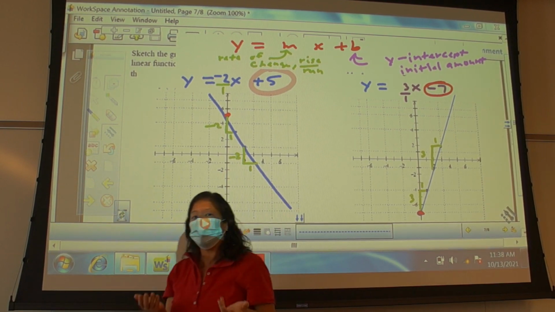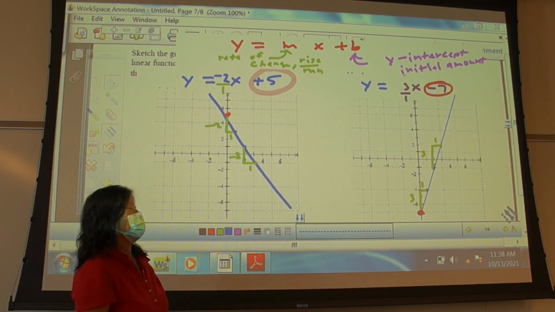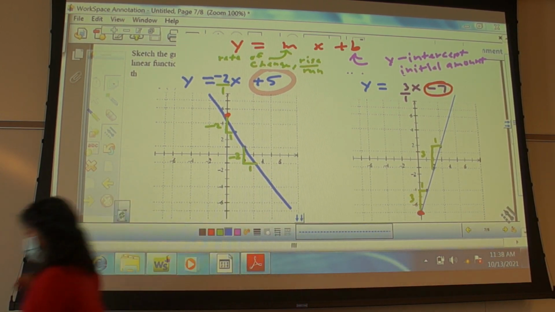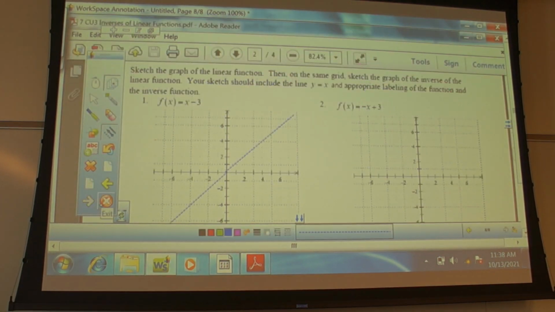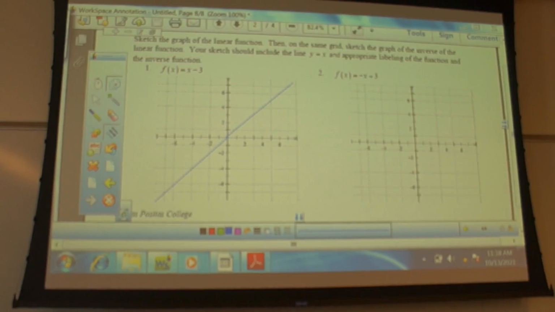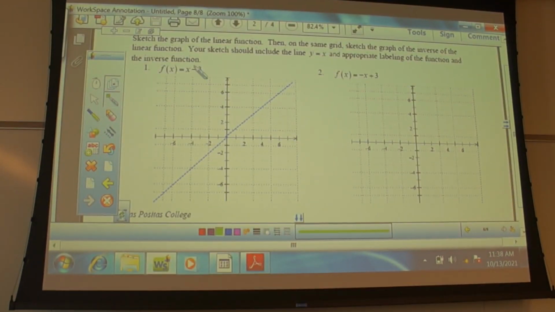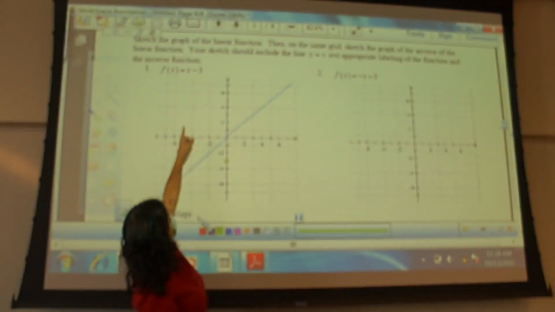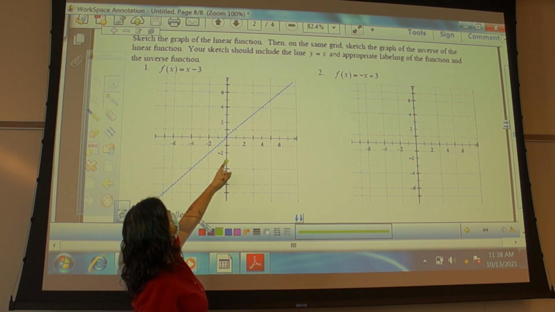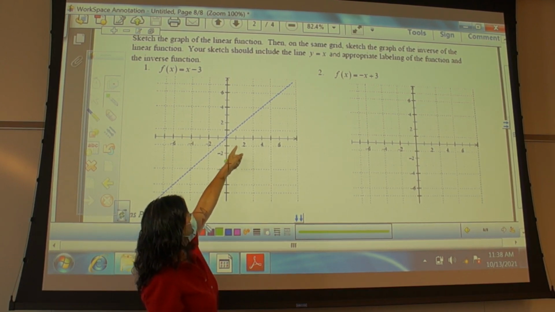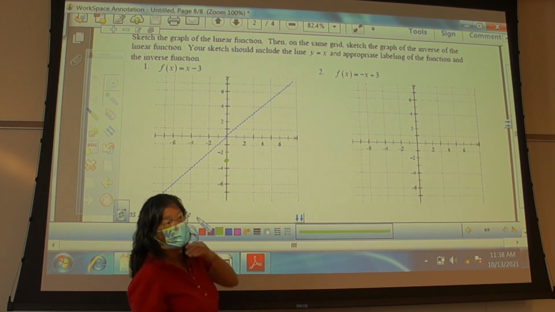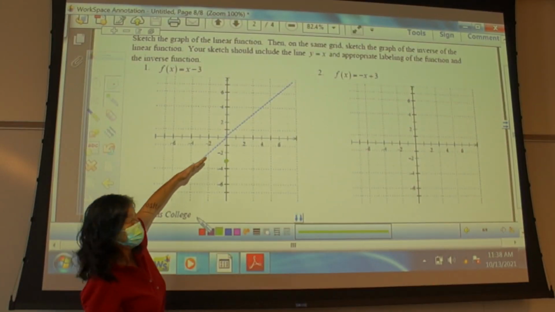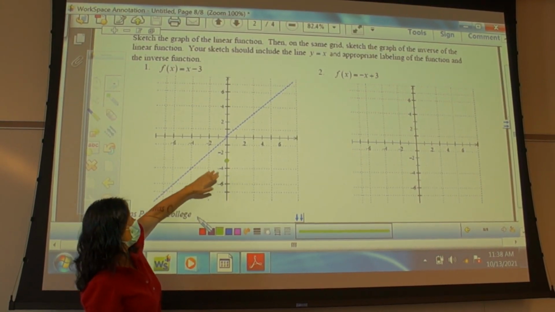So if there's no number in front of x, there's an invisible 1 in front of x. Here I'm starting at -3, and it's an invisible 1 in front of x, so it's really 1/1. So I'm going to rise 1, run 1. Rise 1, run 1. So make dots here, and then draw your line. Don't forget to draw your dotted line, everybody. Right? And then reflect it.